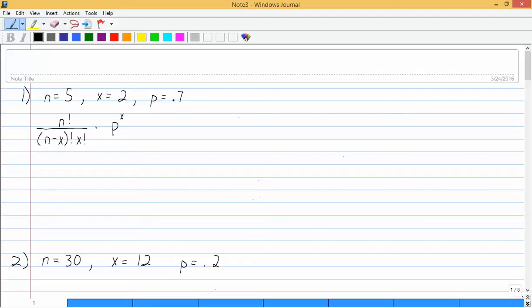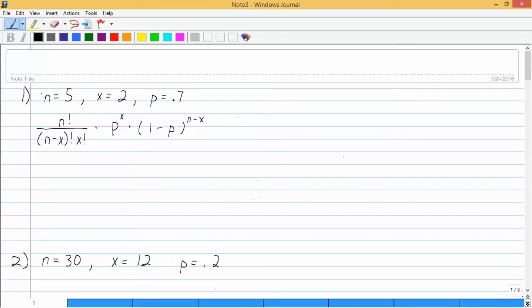P to the x times, now I told you this part could be written 2 ways. Either it's q to the n minus x, or you can think of it as 1 minus p to the n minus x. I guess we weren't given a q in the problem, but remember, q, if you so choose to make this part q, is the probability of failure. P here is the probability of success.